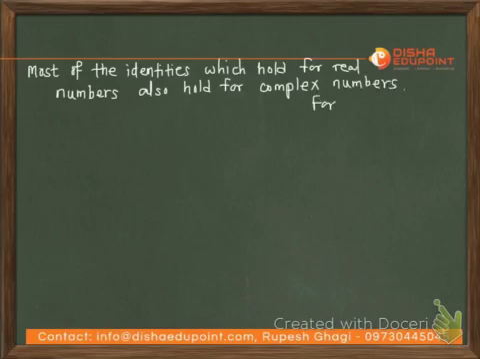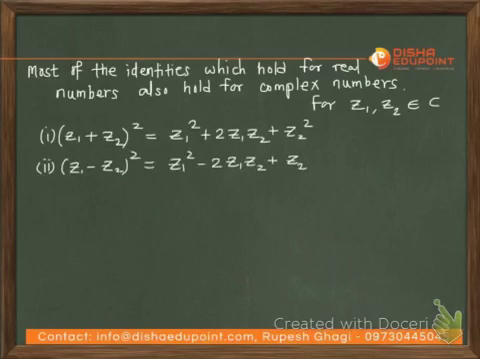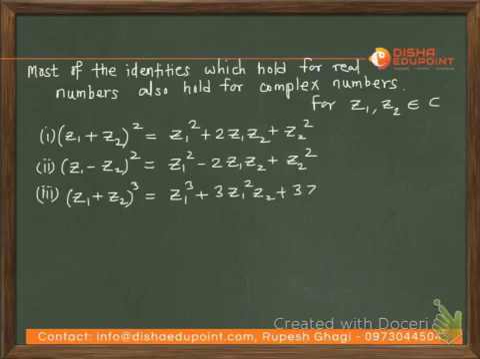For example, let's say z1 and z2 are complex numbers, then (z1 plus z2) whole square will be z1 square plus twice z1 z2 plus z2 square. Now (z1 minus z2) whole square will be equal to z1 square minus twice z1 z2 plus z2 square. (z1 plus z2) cube is equal to z1 cube plus thrice z1 square z2 plus thrice z1 z2 square plus z2 cube.